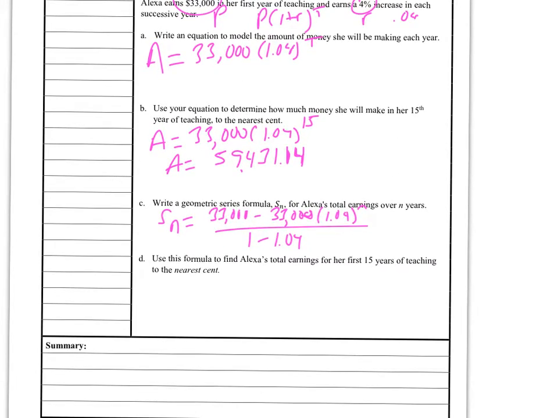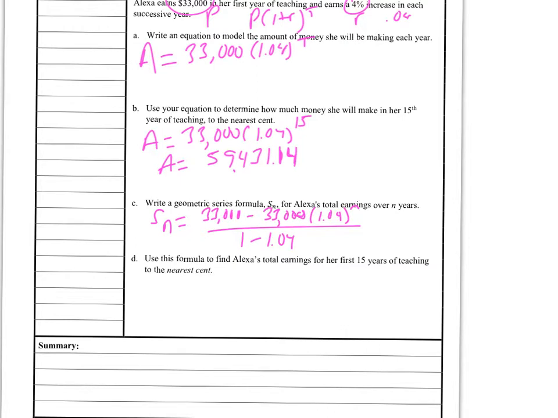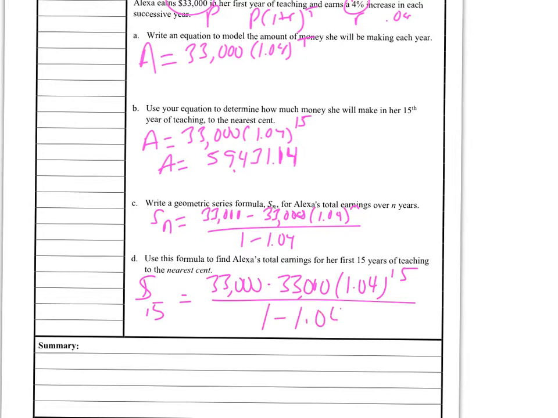So here we go, we're going to plug in. We have S of 15, the first 15 years, which is going to equal 33,000 minus 33,000 times the 1.04 to the power of 15, all over 1 minus 1.04. Type it in the calculator, hit enter, and rounding to the nearest penny, you get $660,778.39. Seems like a lot of money.